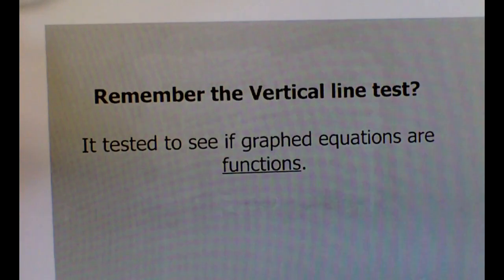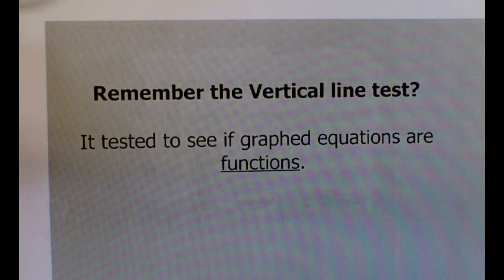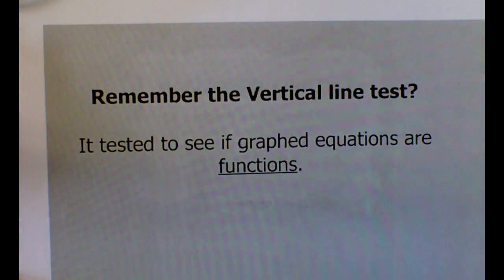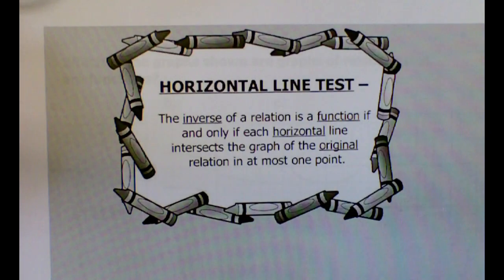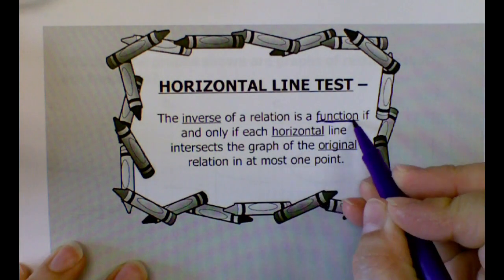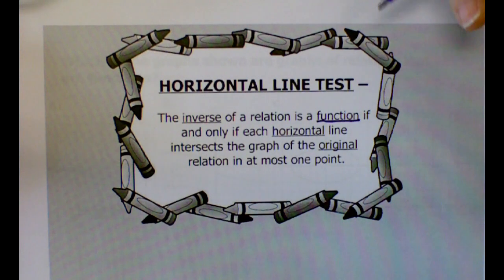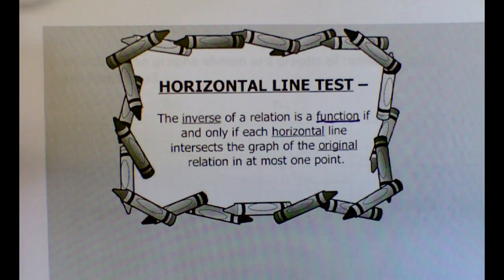Remember the vertical line test. If a vertical line crosses the graph of an equation at more than one point, then that equation is not a function. It was tested to see if you had a function. Now we're going to add the horizontal line test. The inverse of a relation is a function if, and only if, each horizontal line intersects the graph of the original relation in at most one point. So notice that it says a function, right? So it has to pass the vertical and horizontal line tests in order for the inverse to also be a function.